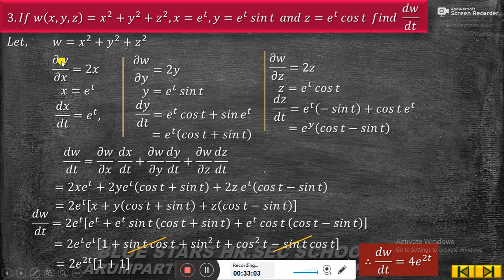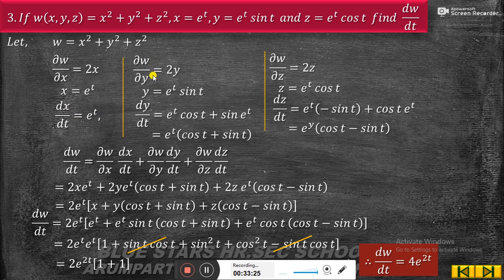So now ∂w/∂x: differentiate with respect to x. x² gives 2x, y² is 0 and z² is 0, because we differentiate only the x variables. So 2x. Next, x equals e^t, so from this we calculate dx/dt equals e^t.